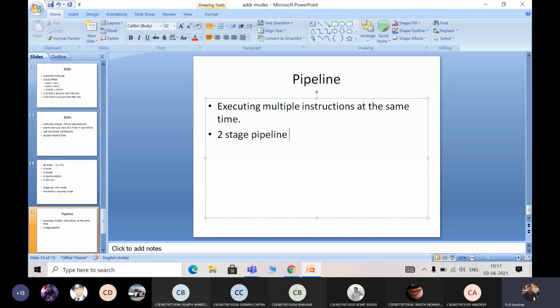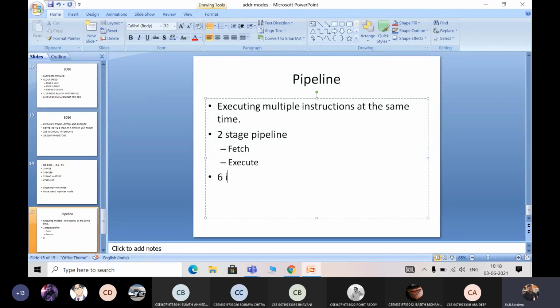What are the two stages here? First one is fetch, and second one is execute. There is no decode, nothing. So directly you will have fetch and execute. So one instruction will be in fetch stage and one instruction will be in execute stage.